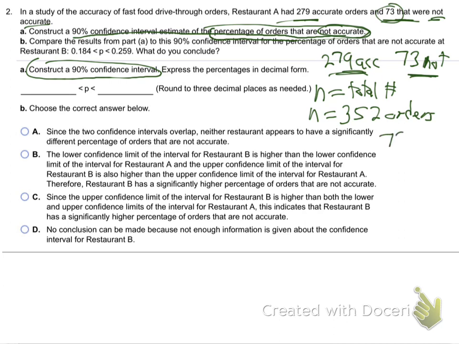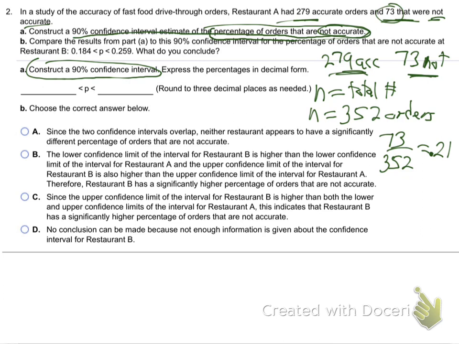We could just divide, 73 out of 352, and if you did that in your calculator, you would get like 20.21, like about 21% of the orders. Boy, that's pretty bad, isn't it? That restaurant's messing up 21% of their orders.